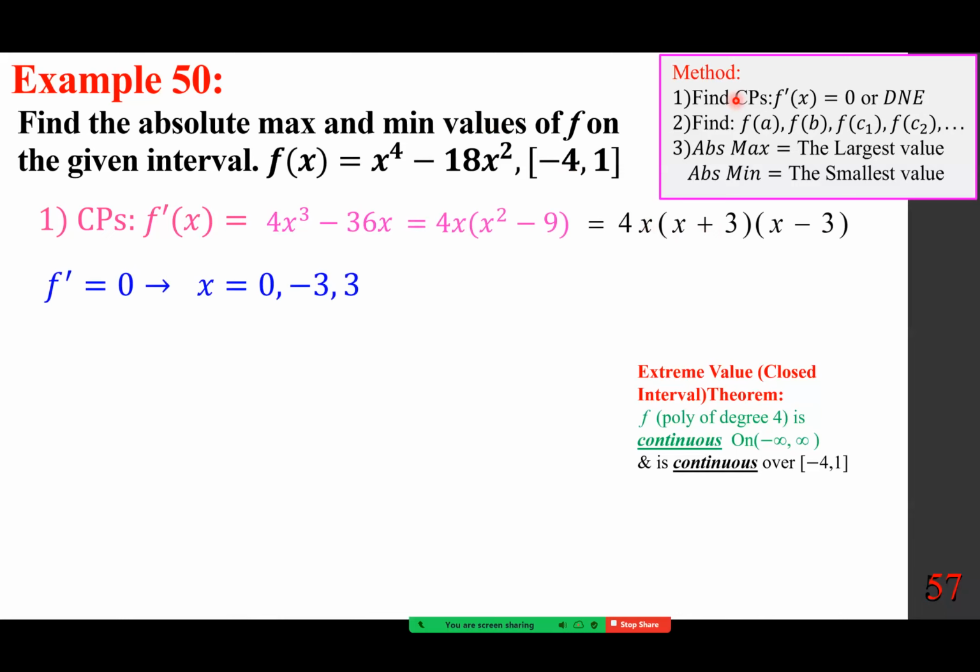Also, we are still in number 1, so f prime equals 0 gives us the answer. F prime does not exist doesn't give us any answer, because f prime itself is a polynomial. So we are going to evaluate the function at the endpoints as well as 0 and negative 3.